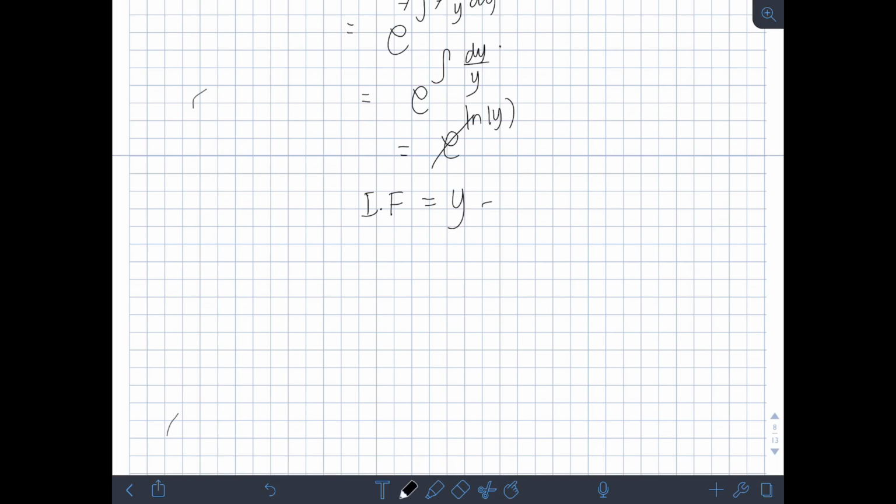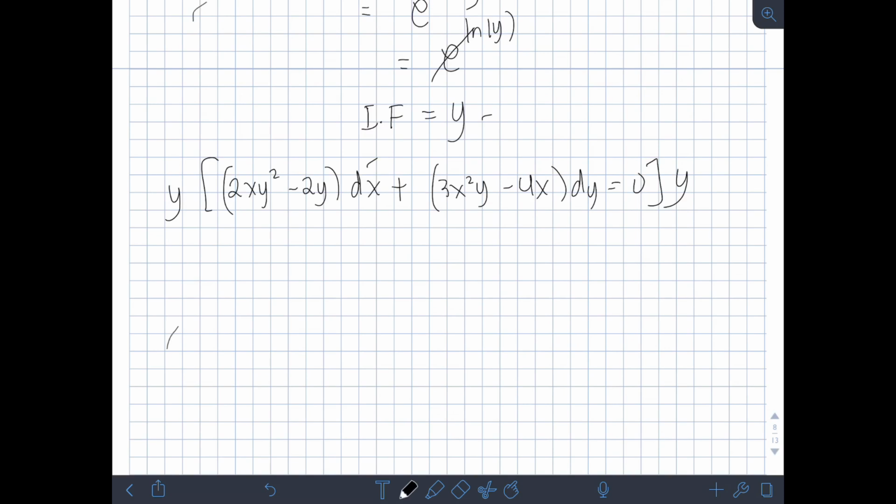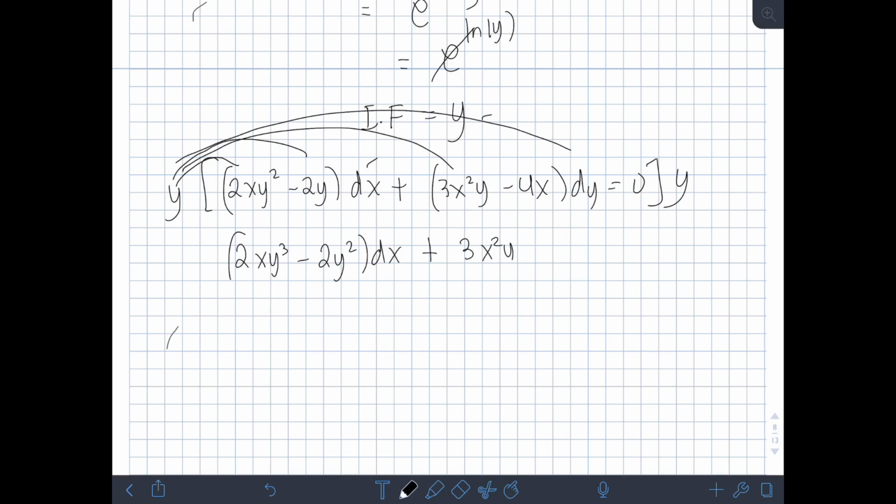So, di ba yung original equation natin ay (2xy squared minus 2y) dx plus (3x squared y minus 4x) dy equals 0. I-multiply natin both sides by y. Okay, so therefore, dito muna tayo sa dx. Distribute lang 'to, magiging (2xy cubed minus 2y squared) dx plus, ito rin, distribute natin 'tong y, magiging (3x squared y squared minus 4xy) dy equals y times 0 is 0 pa rin.